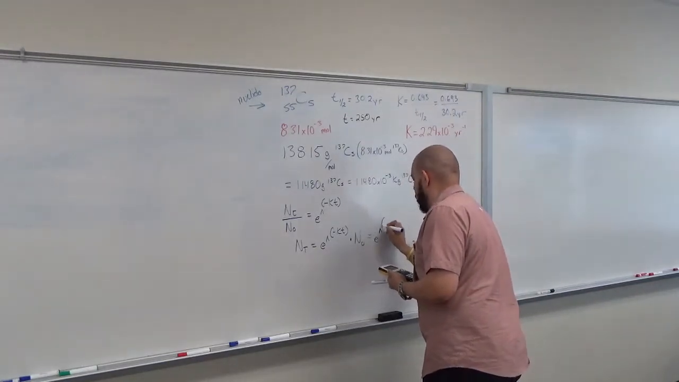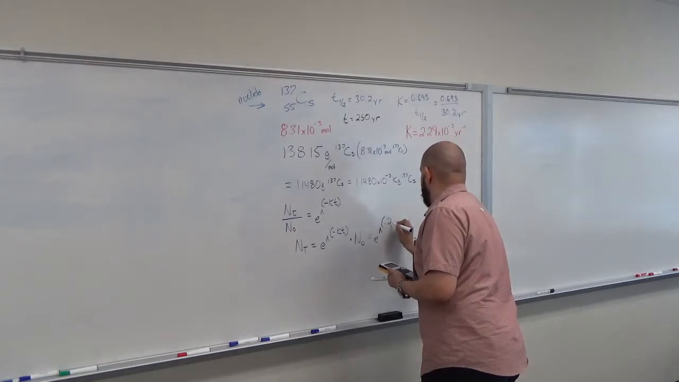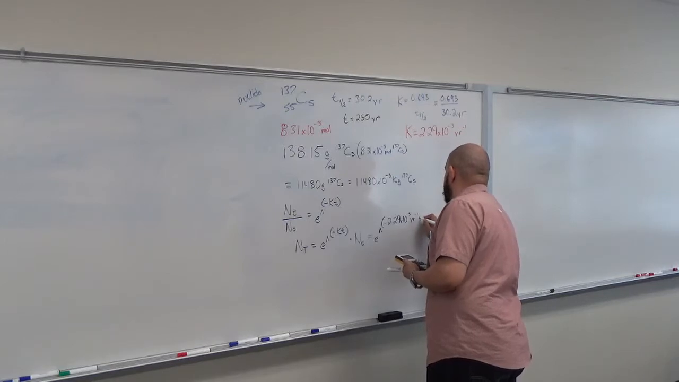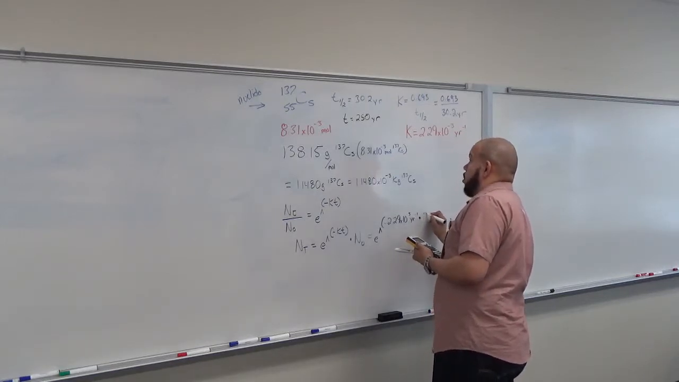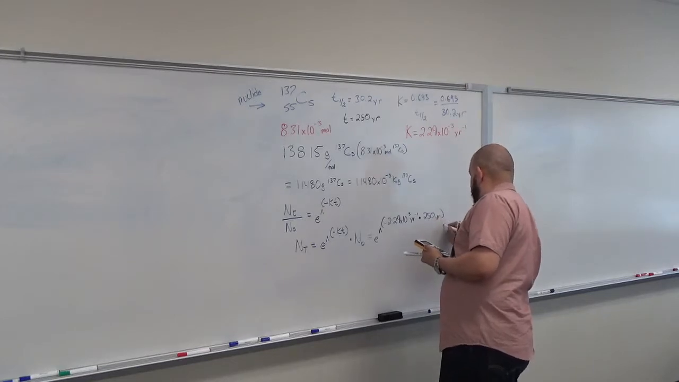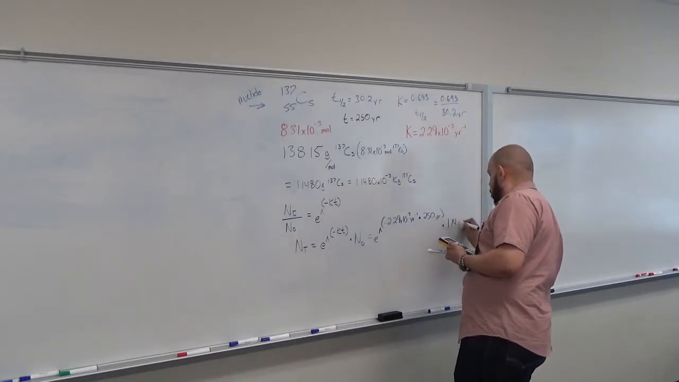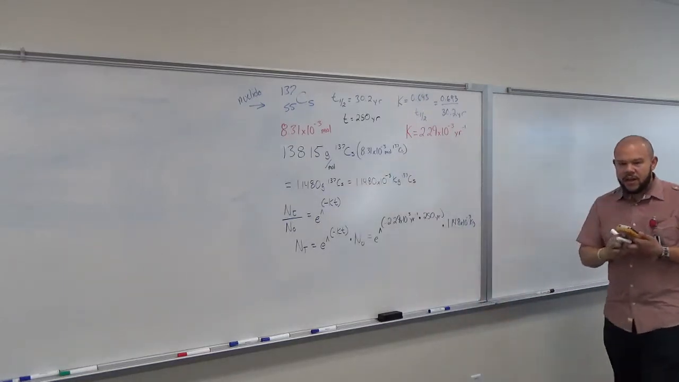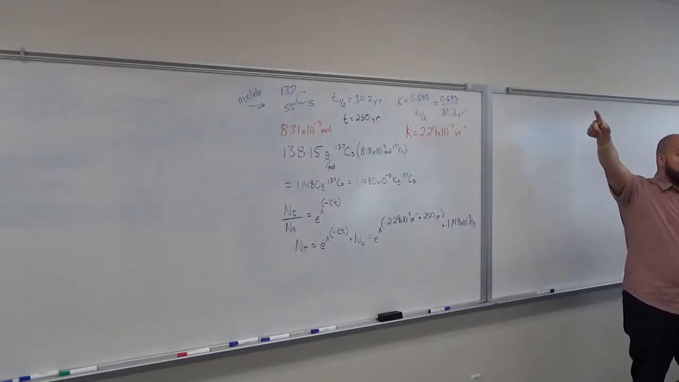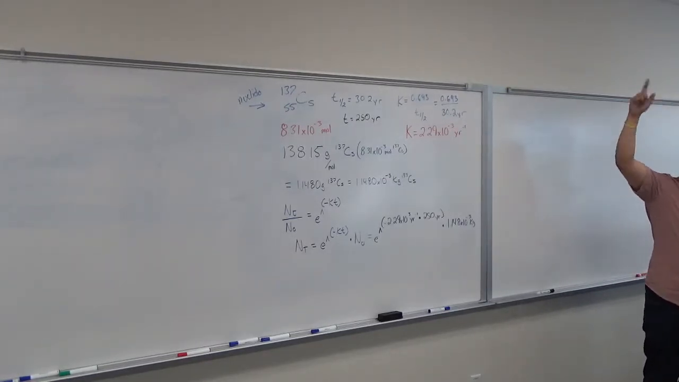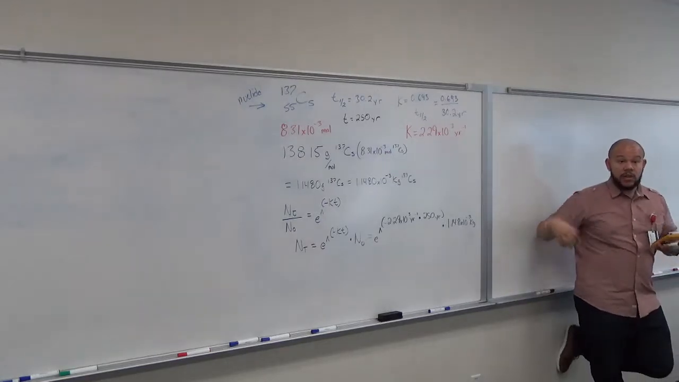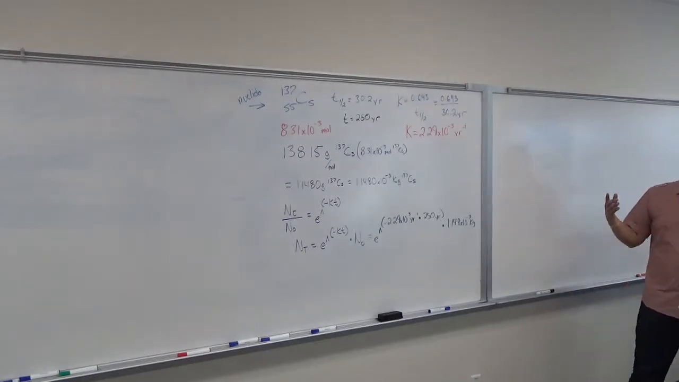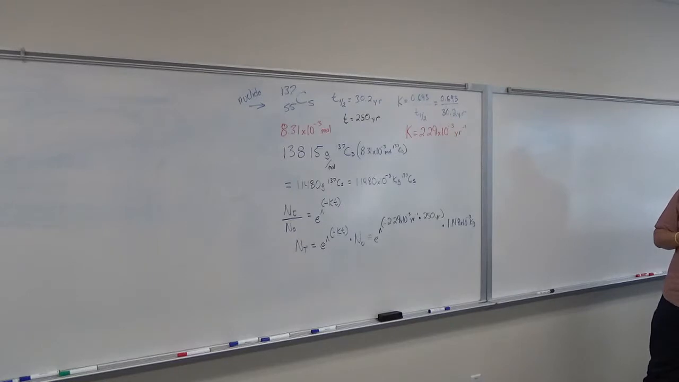e raised to the negative 2.29 times 10 to the negative 3 year to the negative 1 multiplied by 250 years, multiplied by 1.148 times 10 to the negative 3 kilograms, and we should have an answer in kilograms. As long as your ratio of N is in the same units, right? Moles, kilograms, grams, AMUs, doesn't matter. As long as you have those units the same, then you're good to go in this equation.